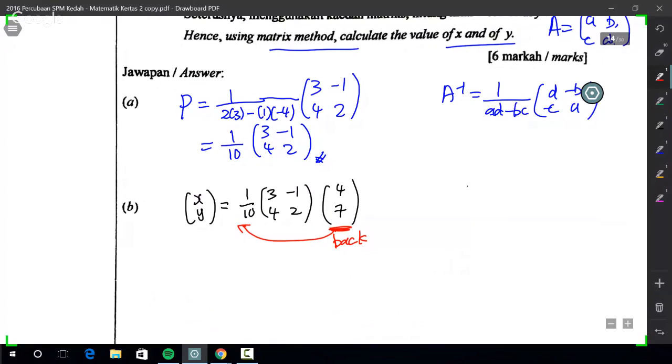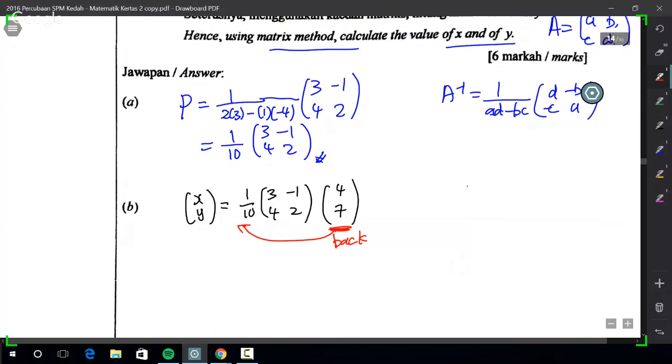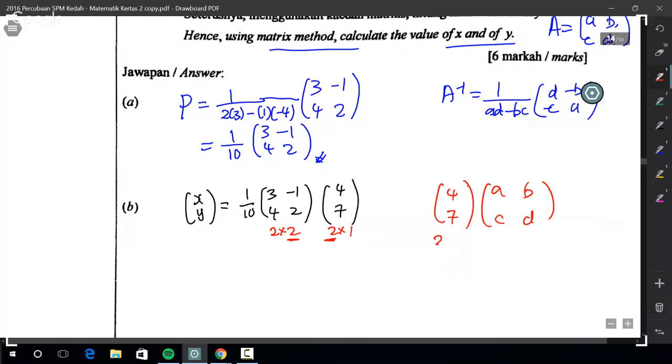Okay, so the 4 over 7 have to be like this because we actually learned about the order rule for the matrix order. Because this is 2 times 2, this is 2 times 1. Then because the middle one is the same, you know you can multiply. You write 4, 7, and then this one is any ABCD. I don't care. Alright, so this is 2 multiply 1.